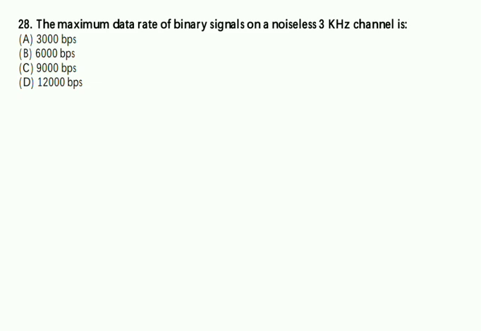The maximum data rate of binary signals on a noiseless 3 kHz channel is: given the options, first of all, we must know what the maximum data rate is, and the formula for the maximum data rate in a noiseless channel. We have two types of channels, right? Noisy channels and noiseless channels. Noiseless channels follow the Nyquist rate, and noisy channels follow Shannon's capacity.